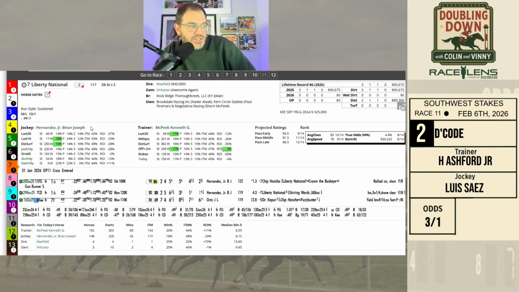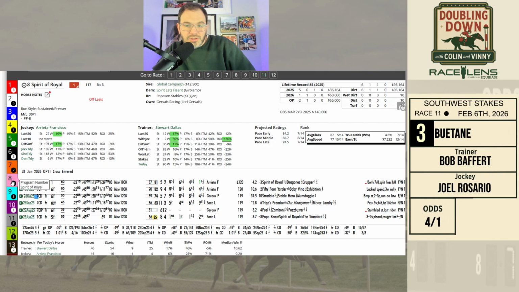Same thing with Liberty National, another horse who has the last 2 races over a mile and a 16th. Both of those showed the ability to come from off the pace. I know that Kenny McPeak is high on this horse. I think it's the only horse that Rider Up Tim has actually put a future Kentucky Derby bet on.